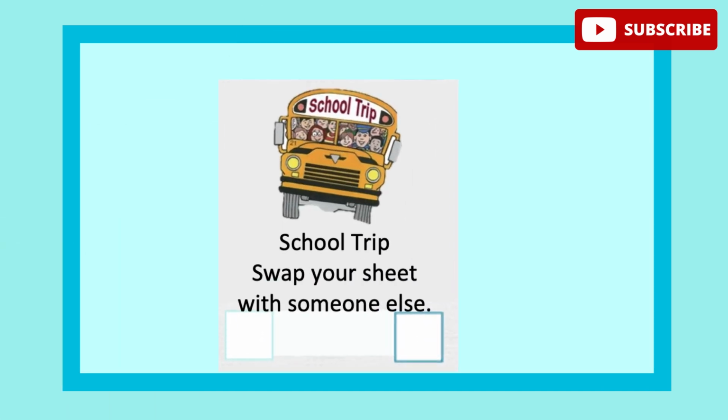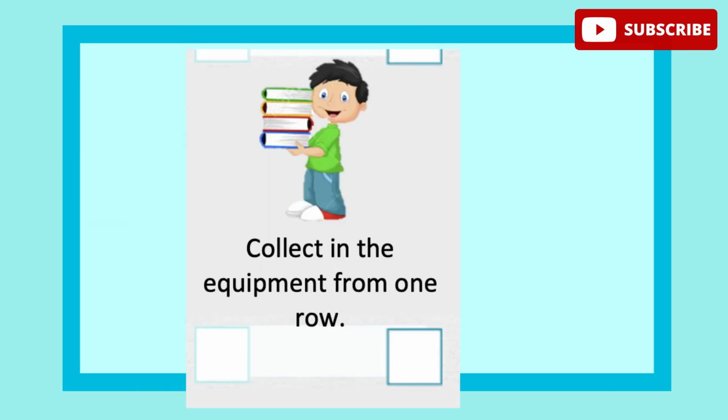The next one is school trip. The child leaves his seat and swaps with another child in the class. You can make this a bit more exciting by getting the children to turn over their sheet so the person swapping doesn't know the points that the other person has. Make it a bit more exciting. Then we've got collect the equipment. The child selects one row or a table and takes all their points. They don't get it, but they just disappear.